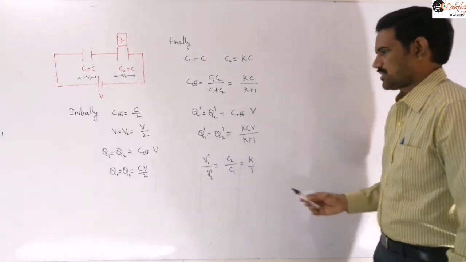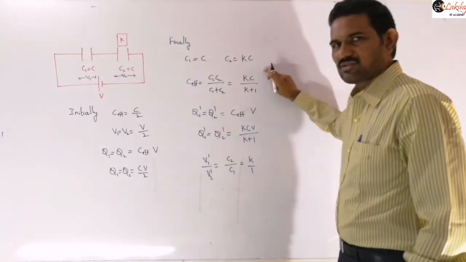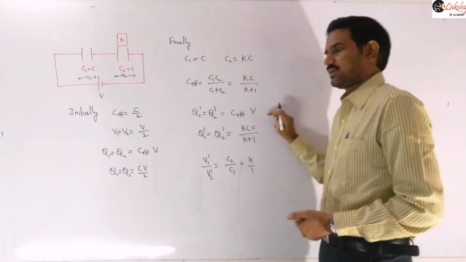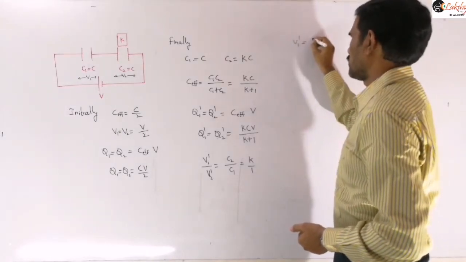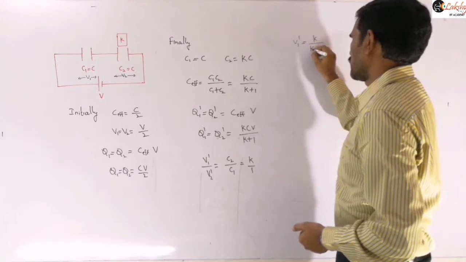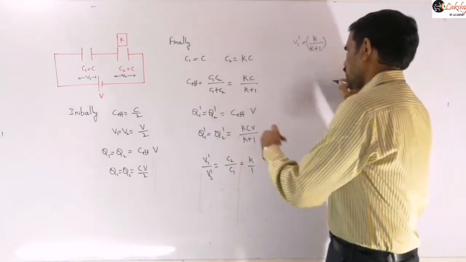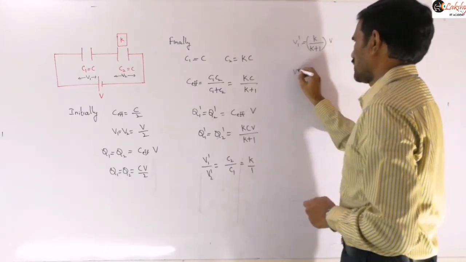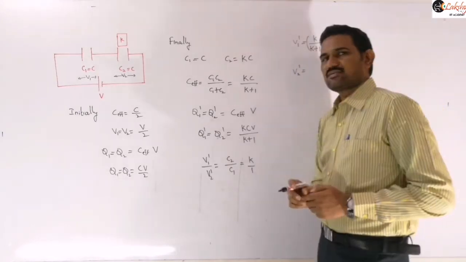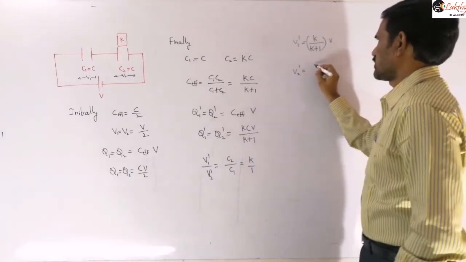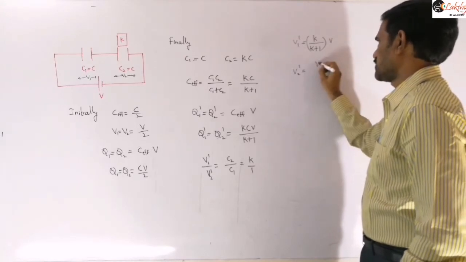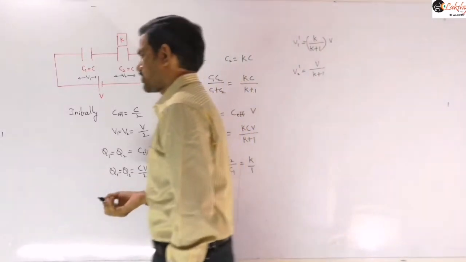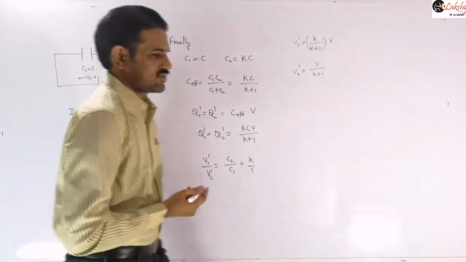So the general procedure I am writing here. As we know the charge and the capacitance, you can write the potential difference as Q by C, the formula can also be applied. So the general ratio method I am writing here. Therefore V1 dash is equal to K by K plus 1 into the total potential difference, which is V. So that is our potential difference V1 dash value, and the V2 dash value is equal to V by K plus 1. So that is the potential difference across the first capacitor and the potential difference across the second capacitor.